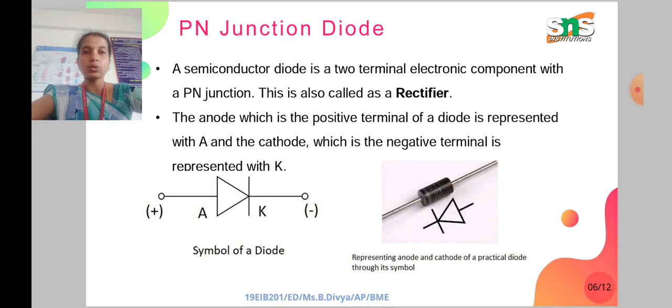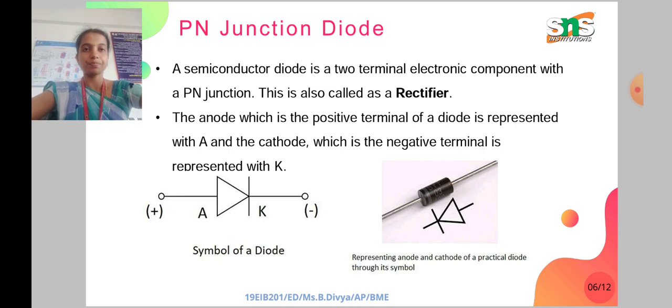PN junction diode. A semiconductor diode is a two-terminal electronic component with a PN junction. This is also called a rectifier. The combination of P-type and N-type materials forms a product called the PN junction diode, which is also called a rectifier.